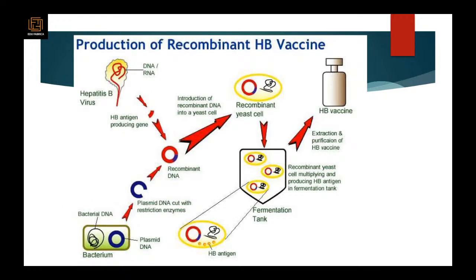Then how can you produce recombinant HB vaccines? You can do it by producing hepatitis B virus with the help of hepatitis B and bacterium. You can create a clone with the bacterium, and you can create a recombinant DNA with the HB virus having that gene. Then you introduce it into the recombinant yeast cells, then you put them in the fermentation tank, then you have a lot of HB antigens, and hence you can extract and purify the HB vaccines to produce HB vaccines at the end.